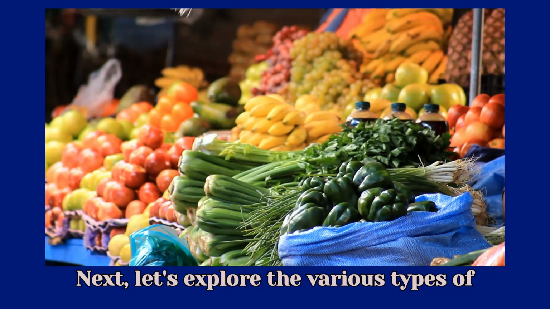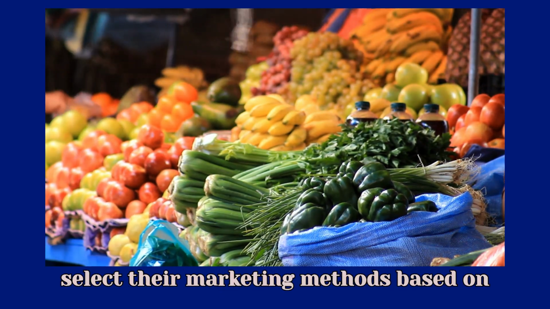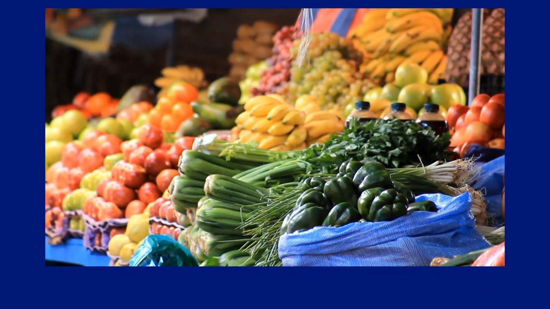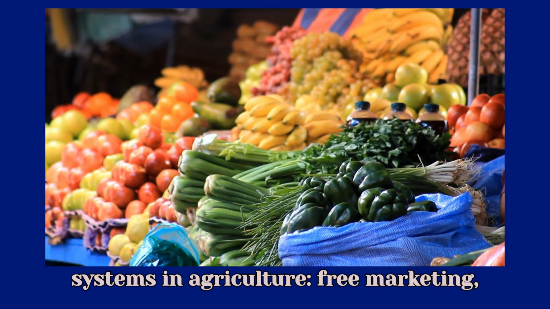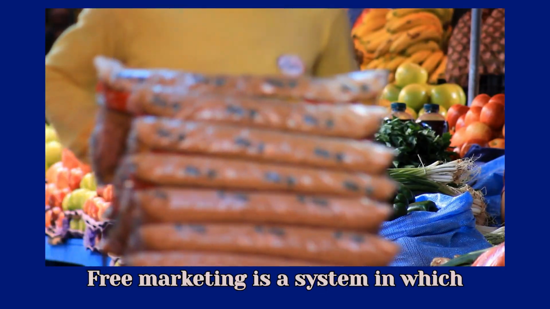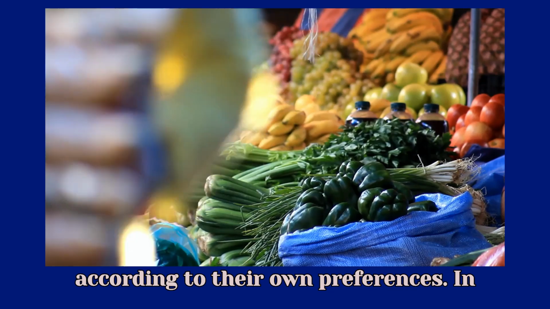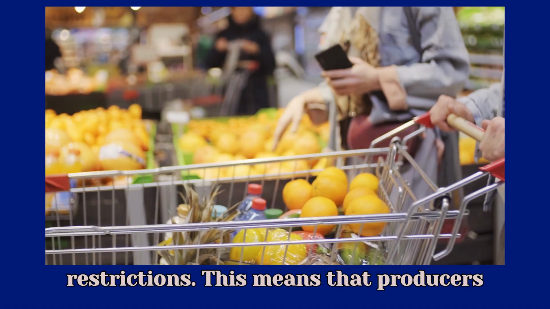Next, let's explore the various types of agricultural marketing systems. Farmers select their marketing methods based on the specific products they need to sell. There are three types of marketing systems in agriculture: free marketing, cooperative marketing, and controlled marketing. Free marketing is a system in which producers can sell their products according to their own preferences. In this model, goods and services are exchanged freely without any restrictions.